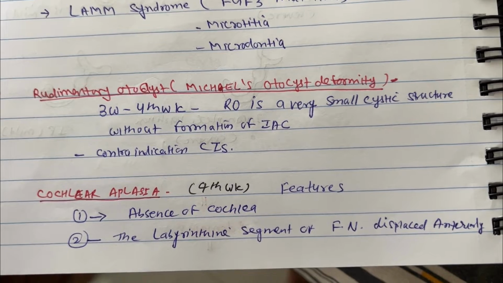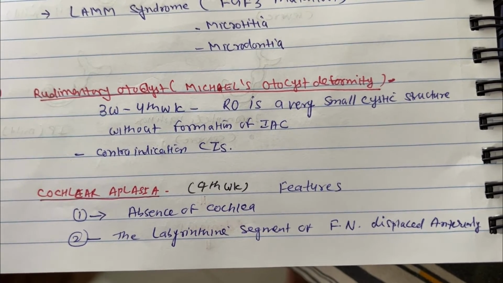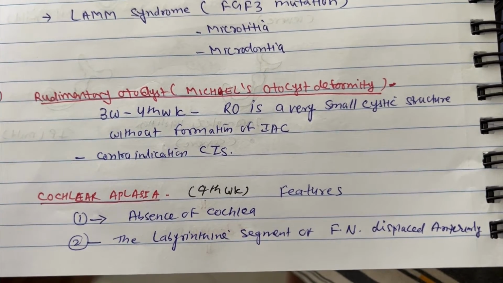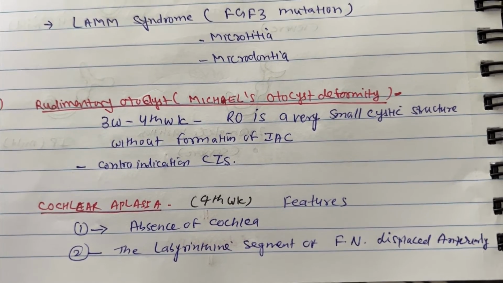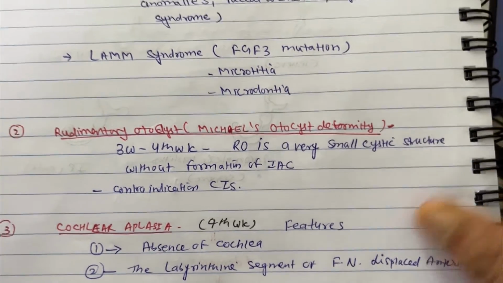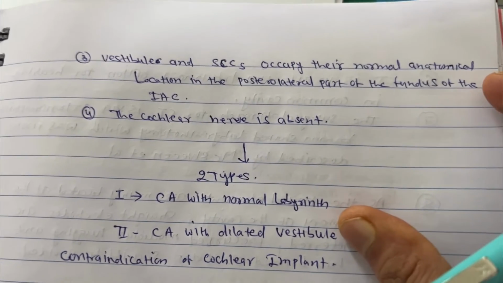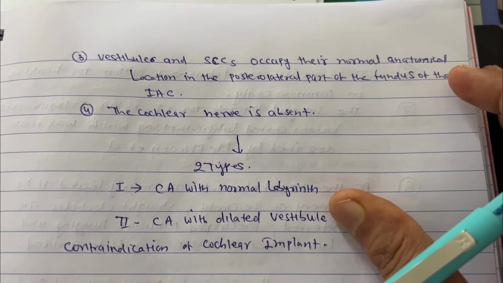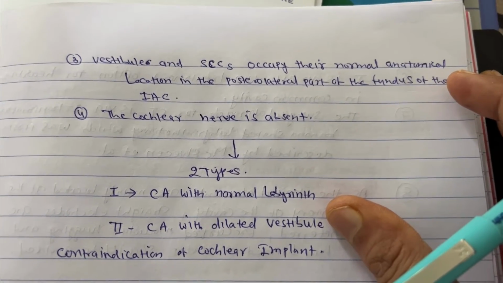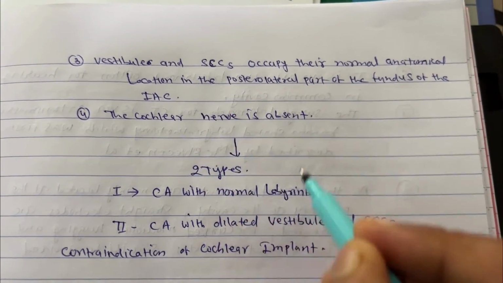Now talk about cochlear aplasia. It is also arrest of cochlear structure at the 4th week. There is complete absence of the cochlea, and here the labyrinthine segment of the facial nerve is entirely displaced. The vestibule and semicircular canals are fully developed in cochlear aplasia, because it is aplasia of the cochlea, not the vestibule. The cochlear nerve is absent. It is of 2 types.